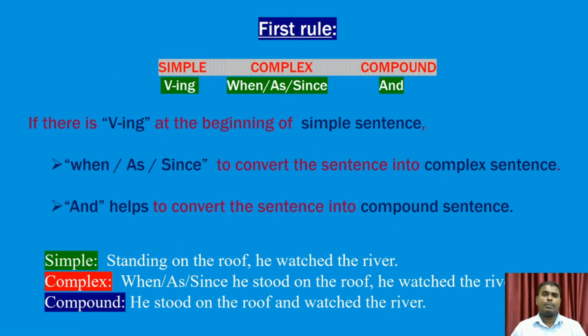If the simple sentence has a present participle form at the beginning of it, then it is converted into a complex sentence by using subordinating conjunctions like when, as or since. Likewise, it is converted into a compound sentence by using the coordinating conjunction and. Look at the example. Standing on the roof, he watched a river. This simple sentence has a present participle form at the beginning, and see how it is converted into complex. While converting into complex, we use the subordinating conjunctions like when, as or since. So, when he stood on the roof, he watched a river. Likewise, while converting into a compound sentence, we use the coordinating conjunction and. He stood on the roof and watched a river.